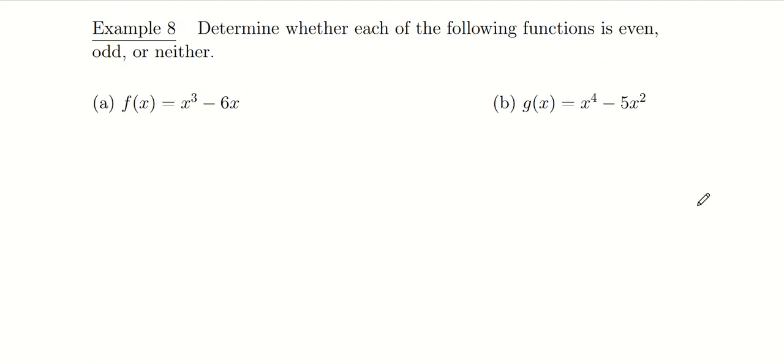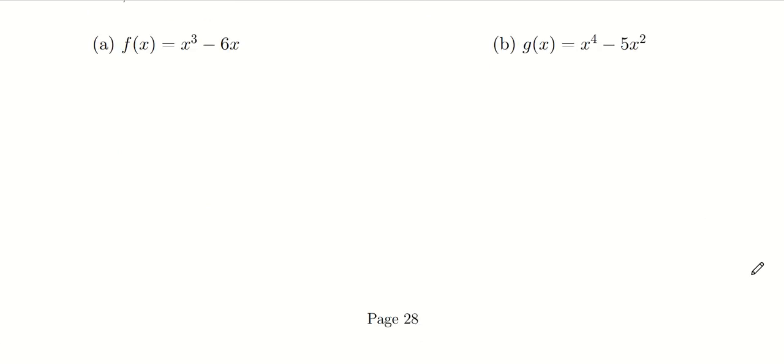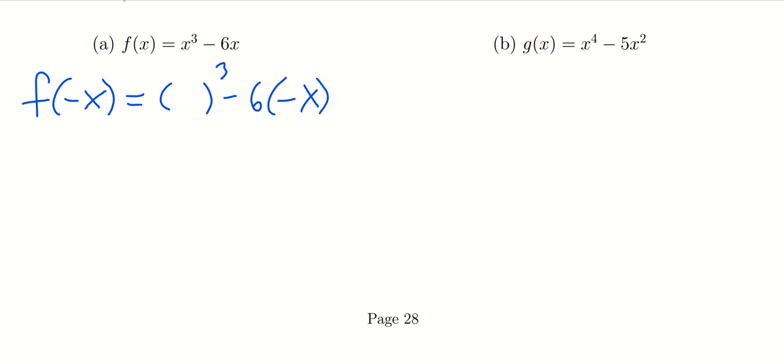Let's take a look at example 8. We're asked to determine whether each function is even, odd, or neither. For the function in part A, we're going to begin by taking everywhere we see an x and replacing it with negative x. So everywhere we have x, we put negative x.